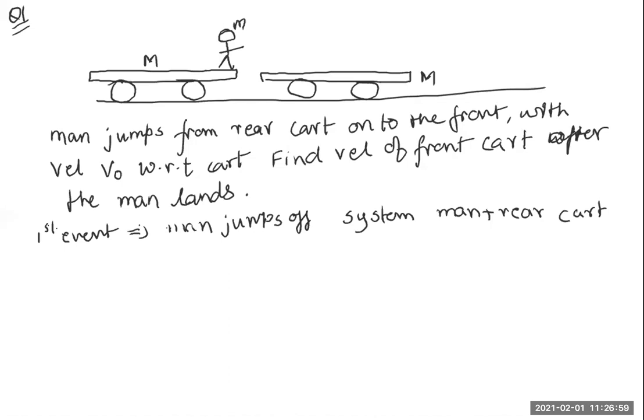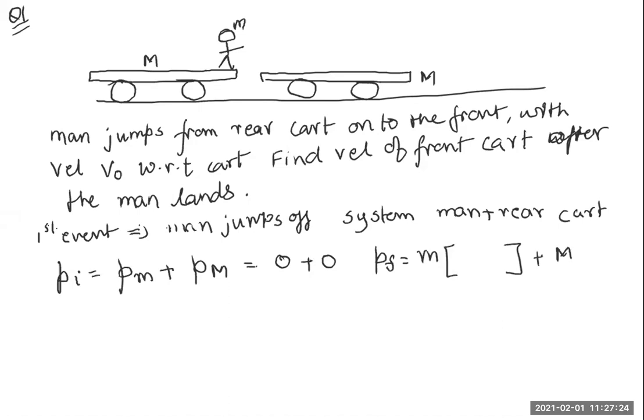So the initial momentum would be momentum of the man plus momentum of the cart, 0 plus 0. Final momentum would be mass of man into velocity of man plus, यहाँ पे हमने देखा था v प्लस v नॉट. So v is equal to minus m v naught upon, but this is the same result as before.